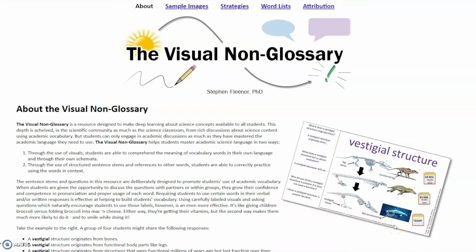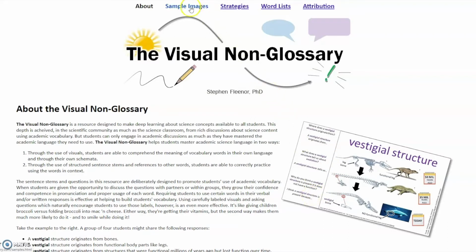Importantly, these visuals are what I like to call structured visuals, meaning they have arrows and symbols and other vocabulary words labeled to help students build meaning and think deeply about the words. In addition, with every visual, there are guiding questions and sentence stems that help students use these words in a variety of different contexts and think about the words in a lot of different contexts.